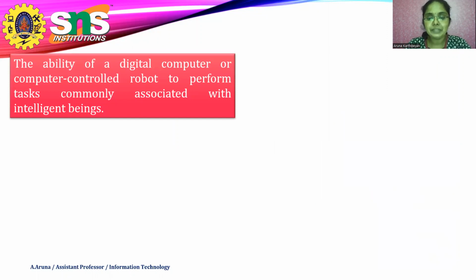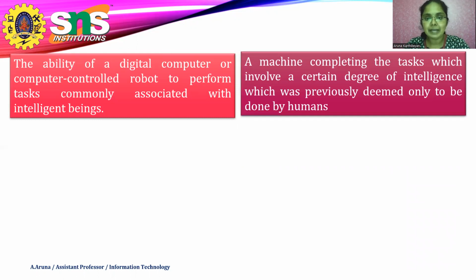So next we're going to see the definition of artificial intelligence. Artificial intelligence has so many definitions, but all of them relate to the same thing: a human can do multiple tasks, and similarly a machine can suggest or take decisions, resolving problems the way humans do. One definition is the ability of a digital computer or a computer-controlled robot to perform tasks commonly associated with intelligent beings. Another definition is tasks which involve a certain degree of intelligence, previously deemed to be done only by humans.